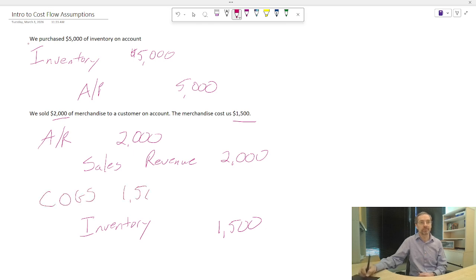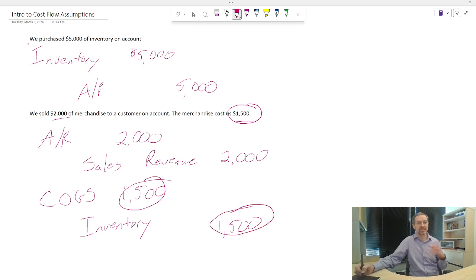All right, so those are the basic journal entries that we dealt with when we had a retail operation. This chapter is answering the question, how did we know it cost us $1,500? So we're looking at those numbers right there. How do we know we debit cost of goods sold $1,500 and credit inventory $1,500?